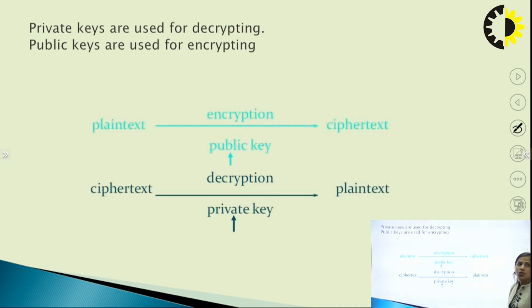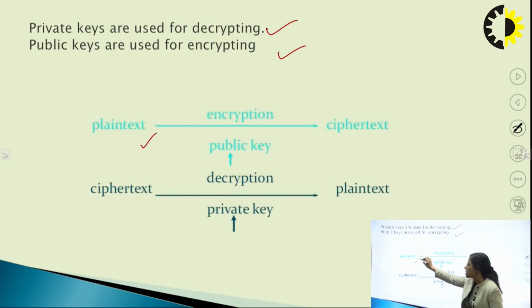So private keys are used for decrypting and public keys are used for encrypting, and this is the process we use in cryptography. This is the overall process for cryptography. What we are doing is plain text is converted into ciphertext, meaning whatever message or information is converted into an unreadable format. The same thing we do for the ciphertext: we convert the unreadable data back into plain text, which is done by decryption. So encryption is using a public key and decryption is using a private key.